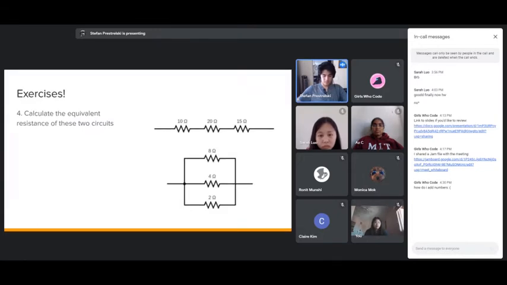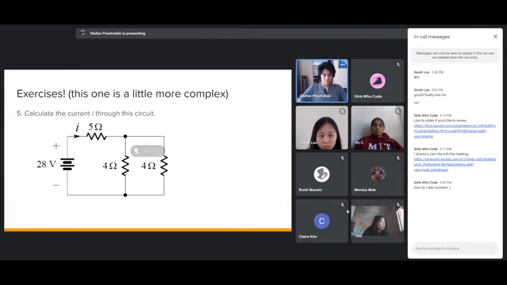All right, next exercise. The fifth one is a little bit more complex because we have a circuit with a resistor in series with a pair of parallel resistors. So calculate the current I through the circuit.